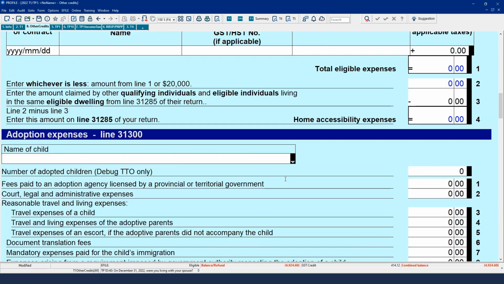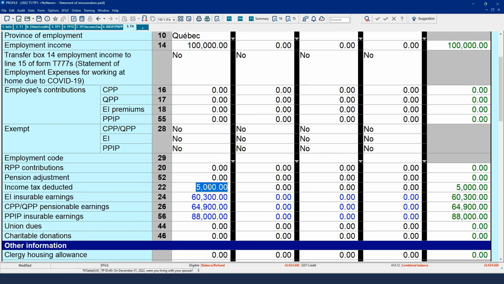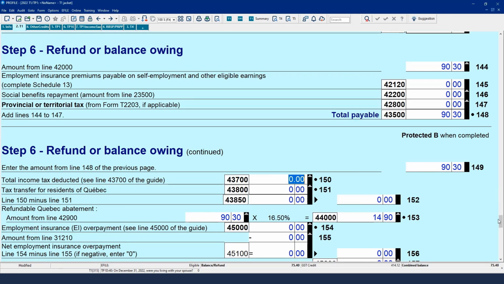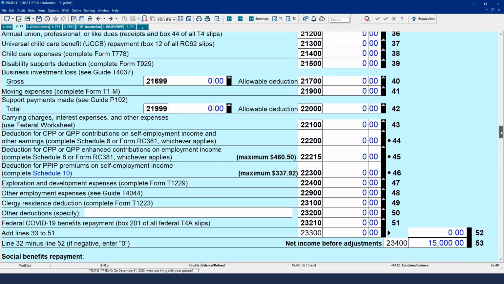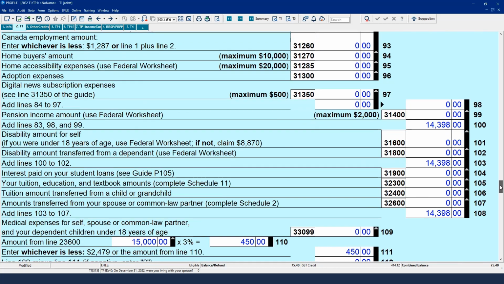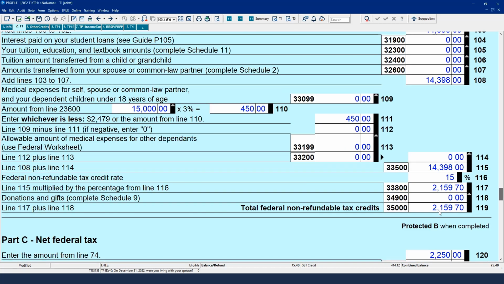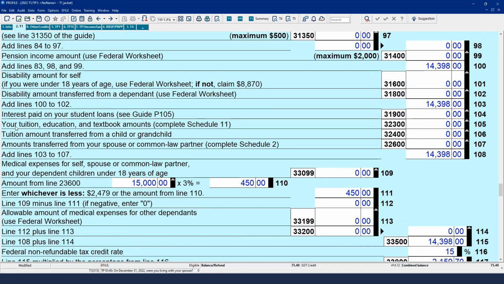I'm just going to remove my $5,000 here of the previous example, which is on the T4. So remove my $5,000 of tax deducted already. So in an example of making my only income $15,000 of capital gains, I'm actually not going to be paying much taxes because of my basic personal amount, because of my non-refundable tax credit. So let's look at other examples of non-refundable tax credits.